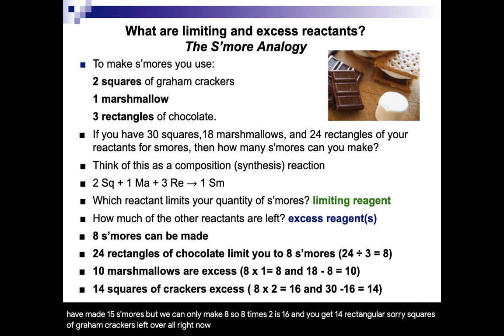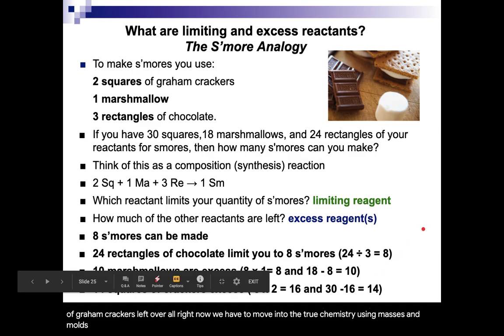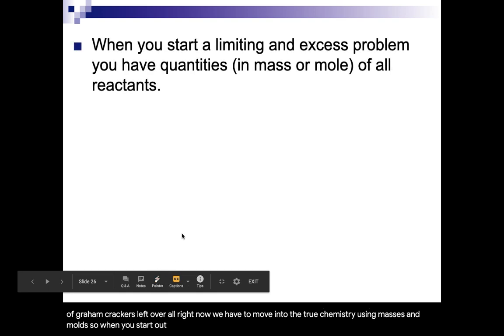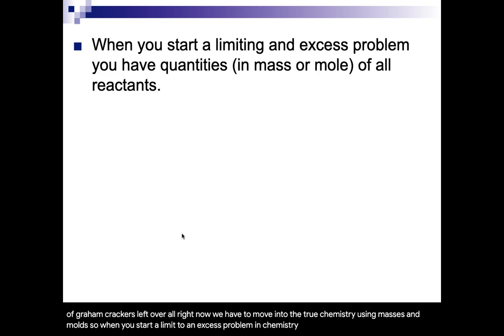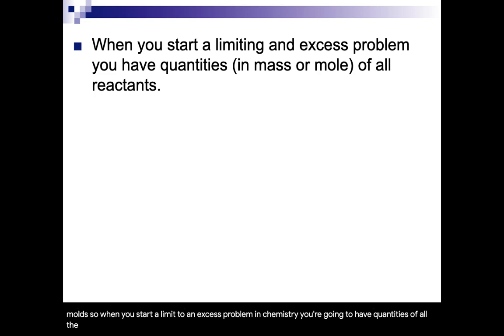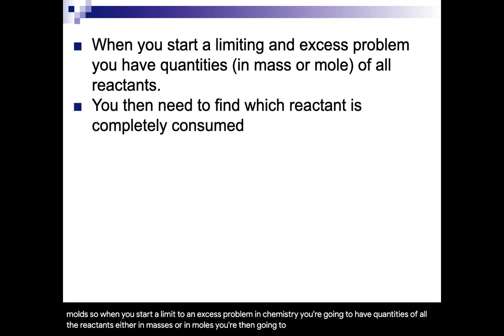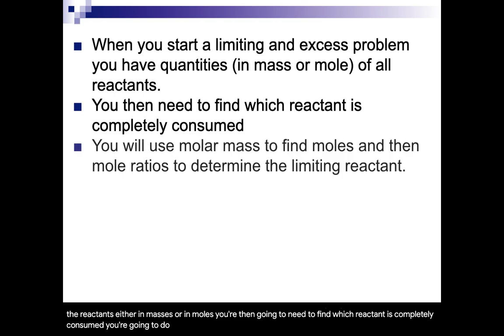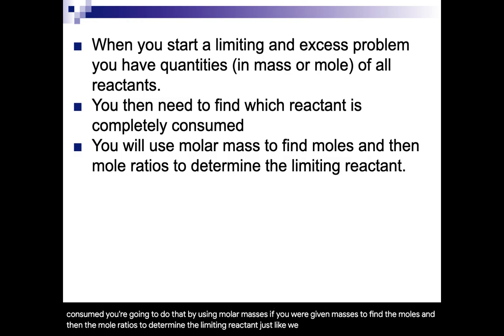All right, now we have to move into the true chemistry using masses and moles. When you start a limiting and excess problem in chemistry, you're going to have quantities of all the reactants either in masses or in moles. You're then going to need to find which reactant is completely consumed. You do that by using molar masses, if you were given masses, to find the moles, and then the mole ratios to determine the limiting reactant, just like we did with our s'mores.